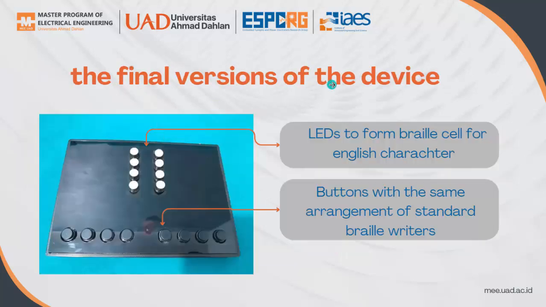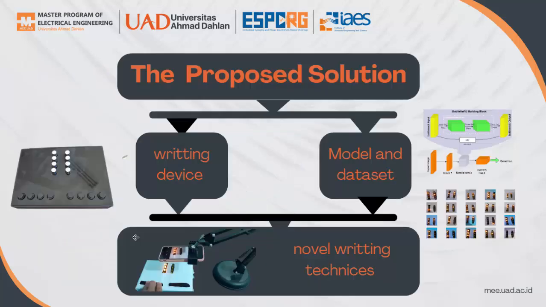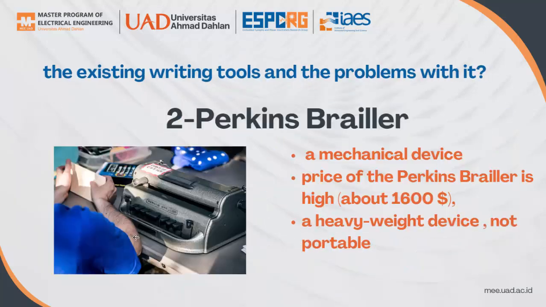The final version of the device consists of LEDs to form a Braille cell for English characters. This cell works like a Braille cell with two extra LEDs. We will speak about them later. And we also have buttons with the same arrangement as the standard Braille writer. This arrangement of the buttons follows the standard of the Perkins Brailler buttons.